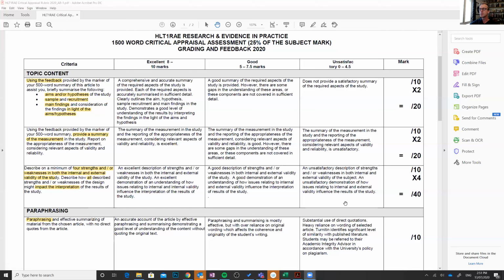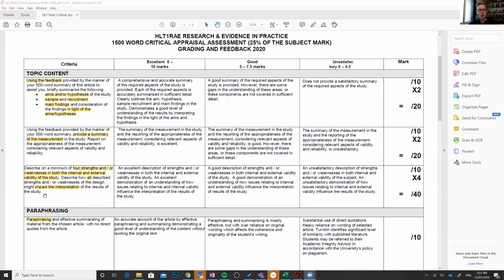Now, this is a big one. And the reason it's a big one, it's worth quite a bit, is because it's really important that you understand how to think about the literature and how to critique it. When we're talking about critiquing it, we're not just saying identify the gaps, we're also saying identify the strengths. You can't identify the gaps in a piece of literature unless you can understand the strengths. So what we're asking for is a minimum of 4 strengths and/or weaknesses. So a minimum of 4 in total.